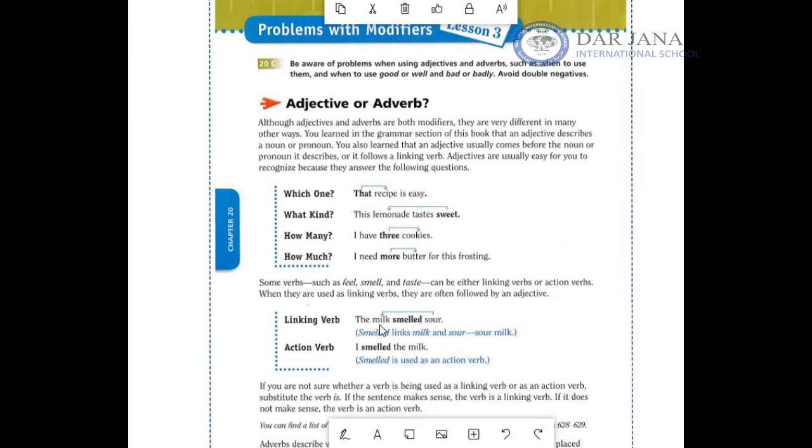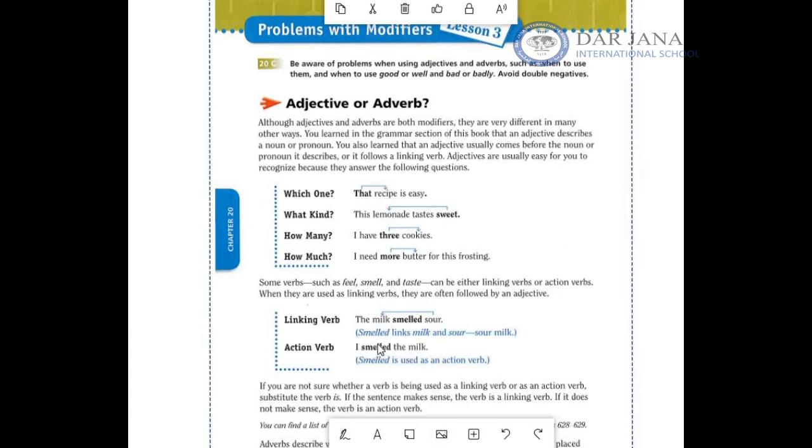Like this example: "The milk smelled sour." Smelled here is a linking verb, and if we replace it with a verb to be, it will be "The milk is sour." It makes sense. So smelled here is used as a linking verb, and we should use an adjective after it. Here, the milk smelled sour, and sour is an adjective, and it modifies the noun milk.